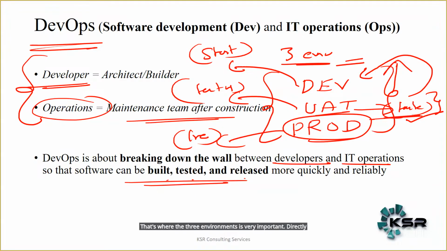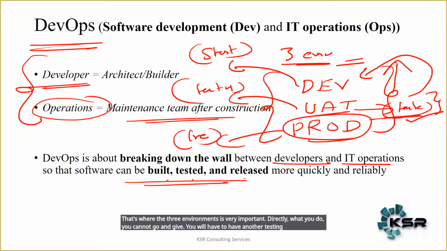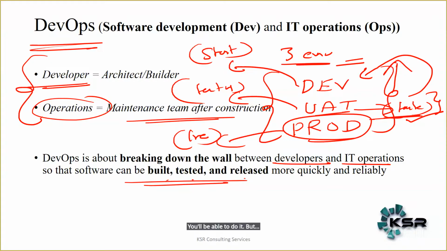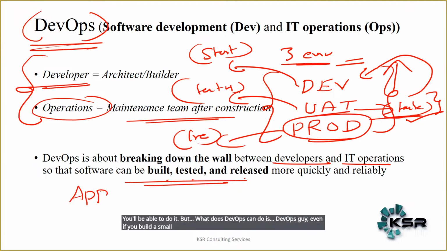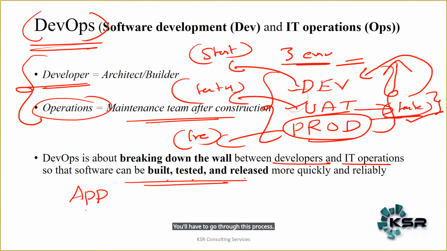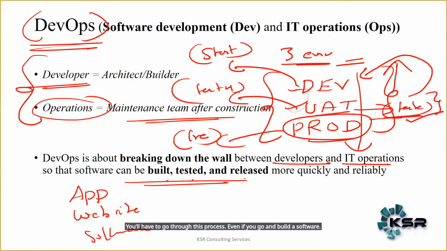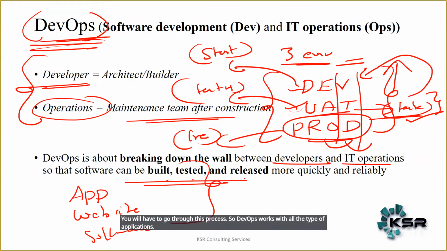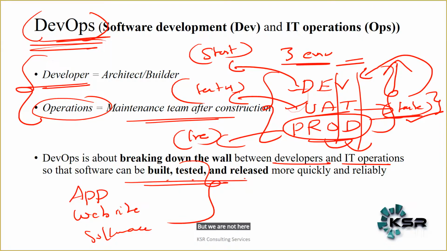Directly, you cannot go and give. You will have to have another testing team. And from the testing team, if they give a green signal, you'll be able to do it. But what DevOps does is, even if you build a small app, you'll have to go through this process. Even if you build a small website, you'll have to go through this process. Even if you go and build a software, you will have to go through this process. So DevOps works with all types of applications. But we are not here to build a mobile application. We are not here to build a website. We are here to build data pipelines.